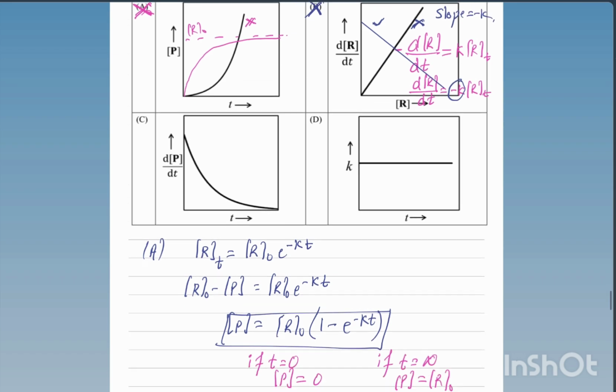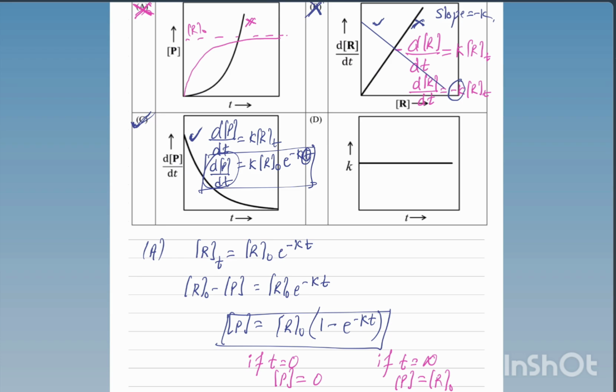Now for the third option, we can write dP by dt equals k times concentration of reactant at time t, and from the Wilhelmy equation, R_t can be written as R_0 times e raised to power minus kt. So the equation will become like this, and from this equation we can say if this is the y-axis and this is the x-axis, the graph should be an exponentially decreasing curve, which is exactly the same as this graph. So that's why option C is the correct option.